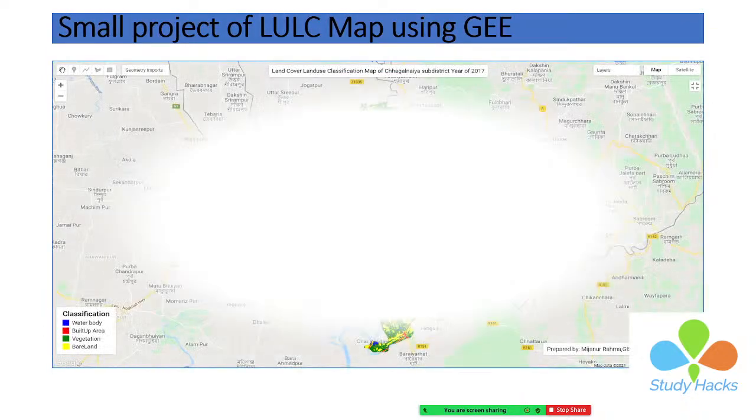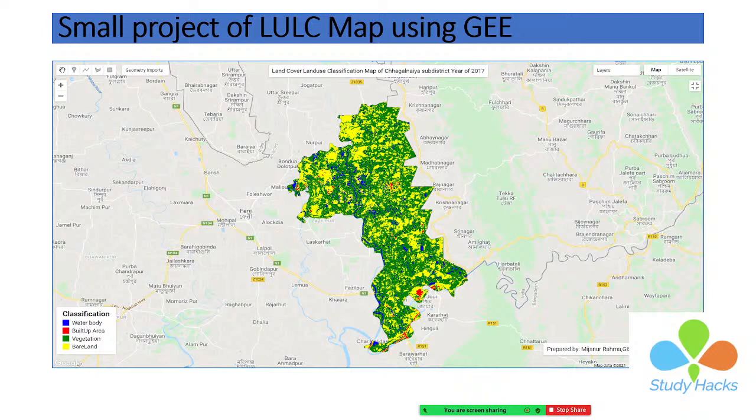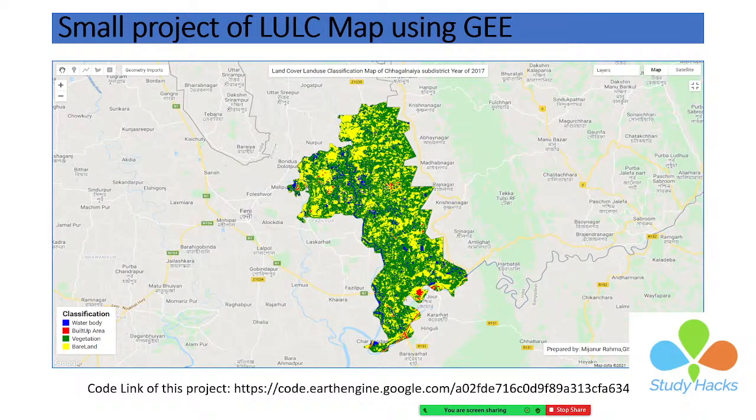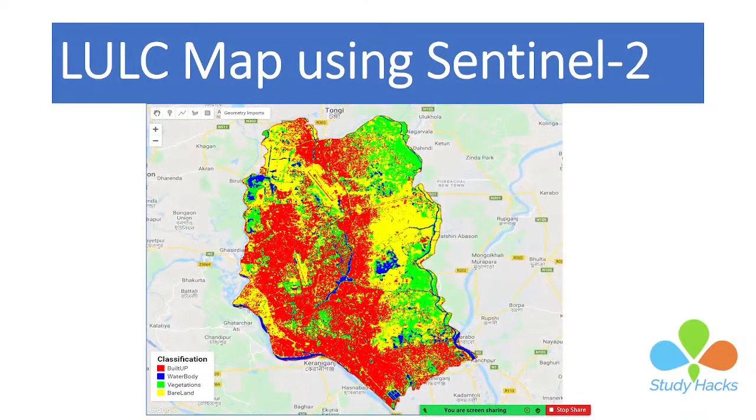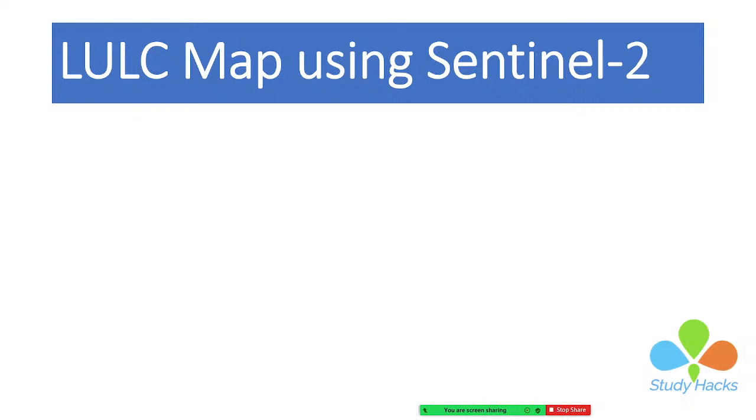Okay, so let's start. You can see this is a small project of land cover classification map using the Google Earth Engine platform. This is the code link. You can easily access this code, and you can also see this is the LULC map using the Sentinel-2 satellite imagery. So let's start. We will start our today's session.